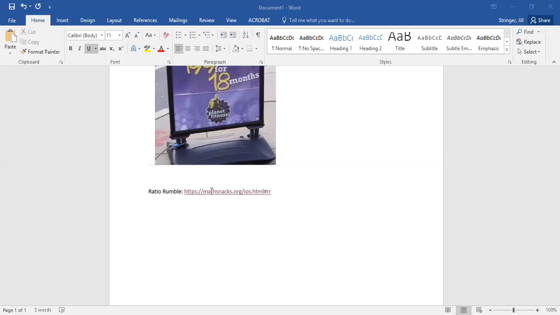And it's free. The app is free if you want the app. But this is what it is. Again, it's iOS, and it's called mathsnacks.org. There are so many different games on here that are really cool, and this one is called Ratio Rumble. They can play it on iPad, they can play it online, however they want to do it. And these printable resources are really cool.